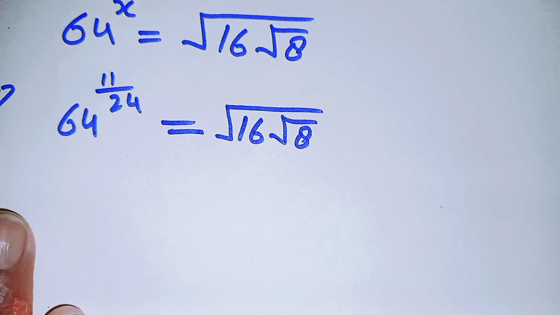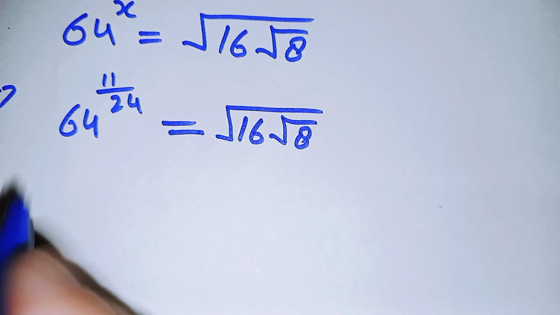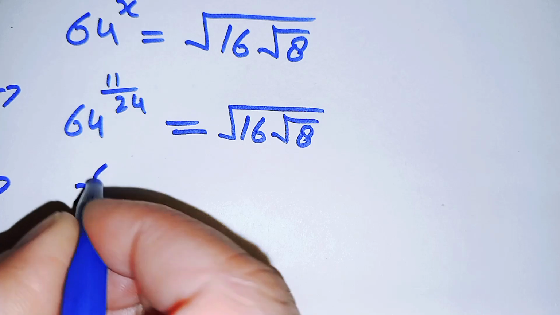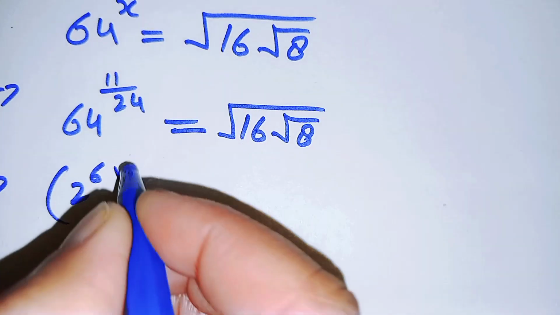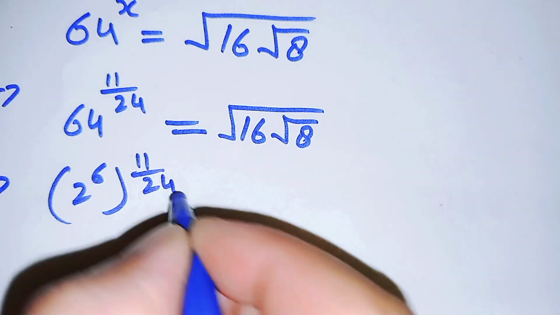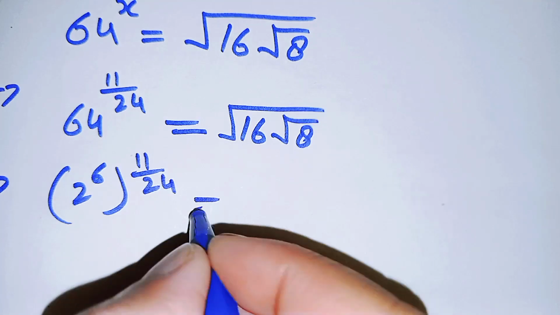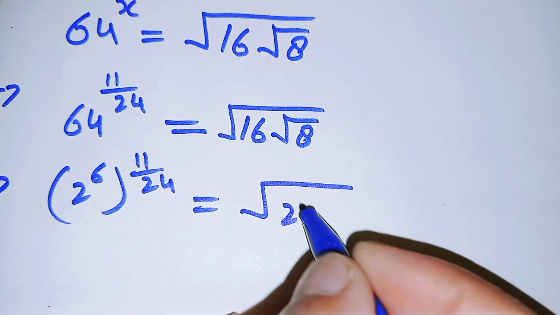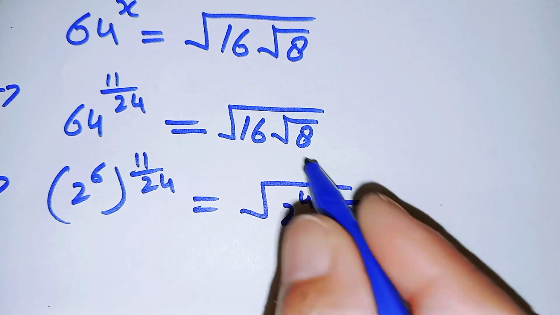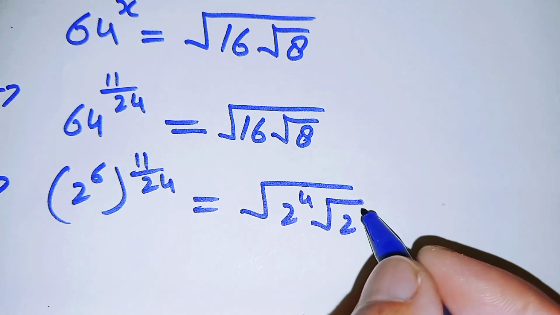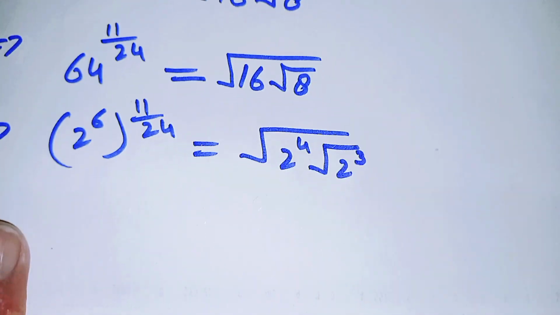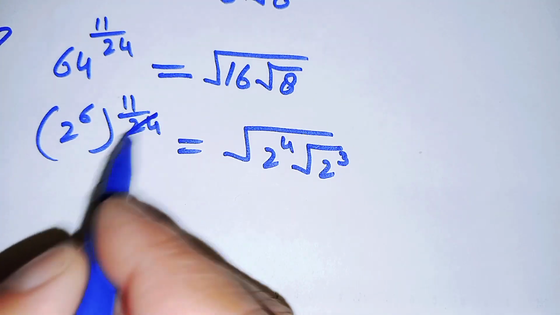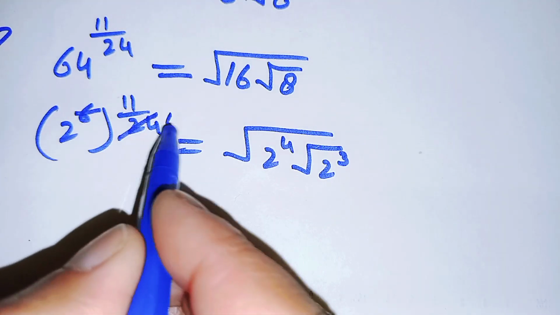Here 64 can be written as (2^6)^(11/24), and this equals the square root of 16, which can be written as 2^4, and 8 can be written as 2^3. Here we divide 24 by 6, which is 4.